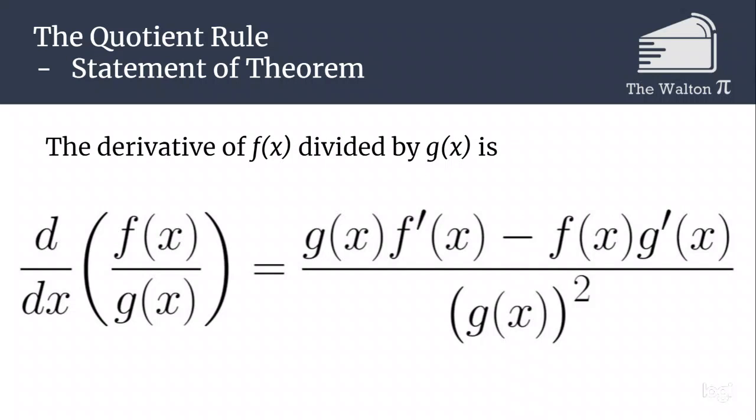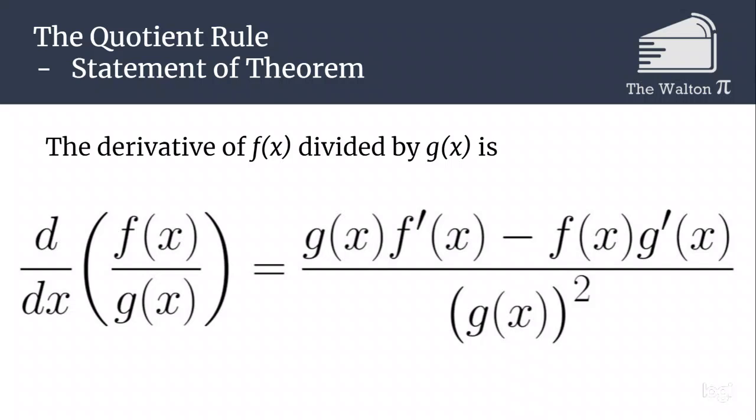So if we have f of x divided by g of x, the derivative of that is going to be g of x times f prime of x minus f of x times g prime of x, all over g of x squared. Now there's a bunch of different mnemonic devices for this. So you have bottom times the derivative of the top minus the top times the derivative of the bottom, all over the bottom squared.